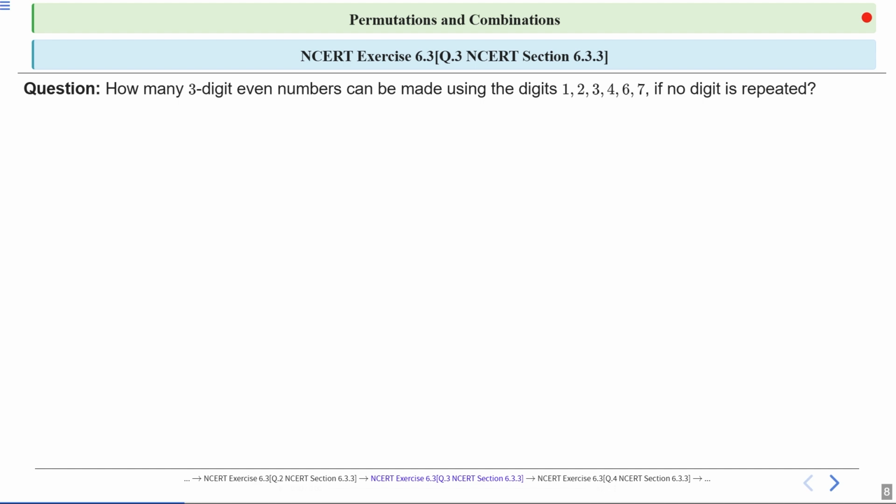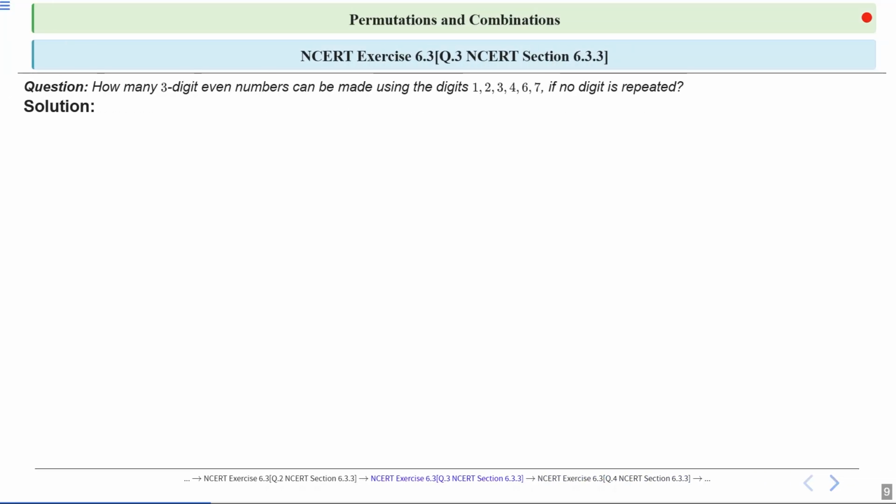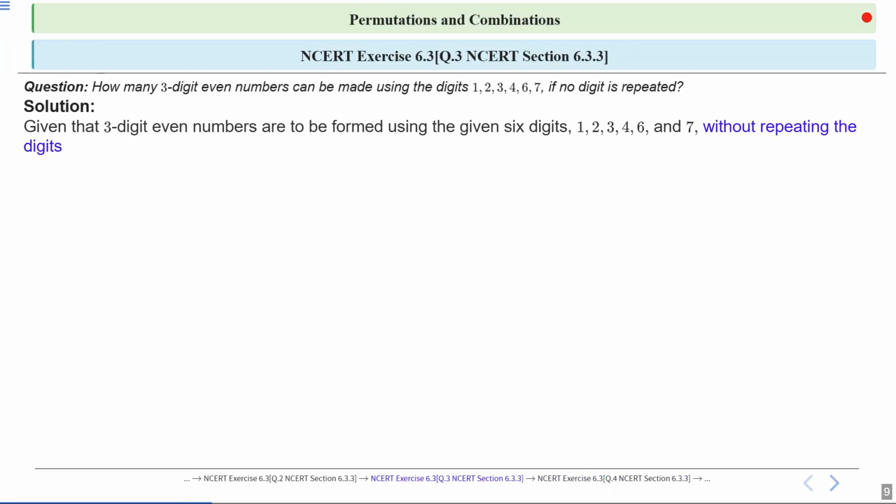In this question, we are asked how many 3-digit even numbers can be made using the digits 1, 2, 3, 4, 6, 7 if no digit is repeated. So let's think about this question. How would you solve it? Let's start the solution.